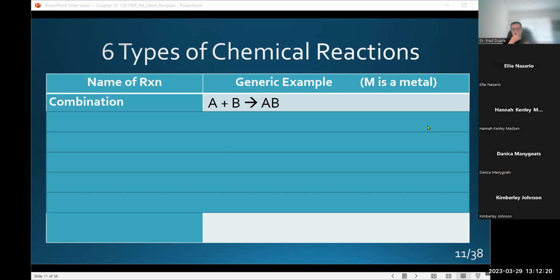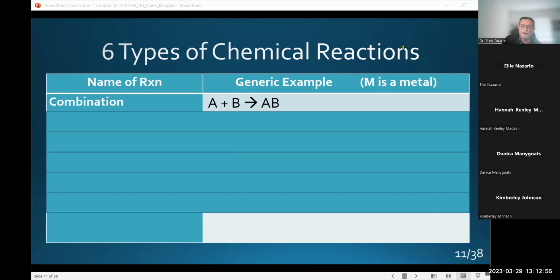Combination reaction. That is a case when two elements, notice A and B, are just by themselves. Nine times out of 10, they are elements, all by themselves, be it monatomic or diatomic. When they come together, they form a compound, AB. If you think about it, A and B combined, combination reaction, get together and create a new compound.